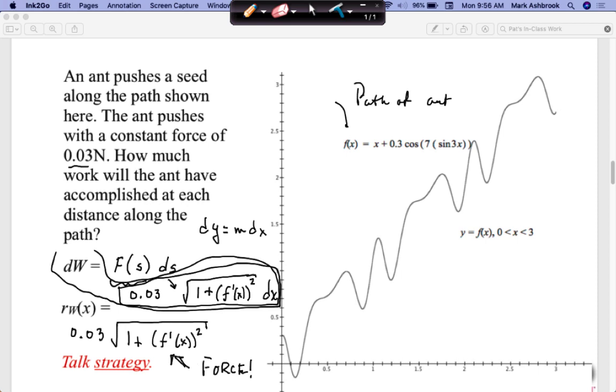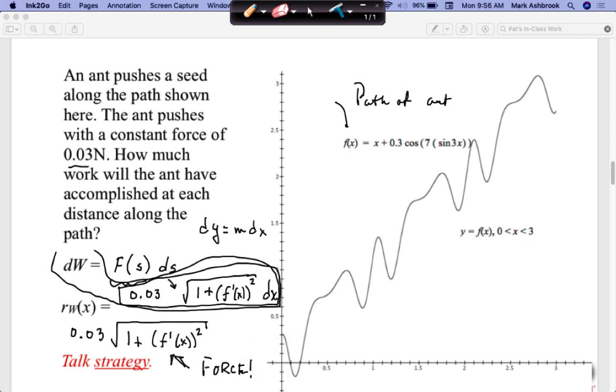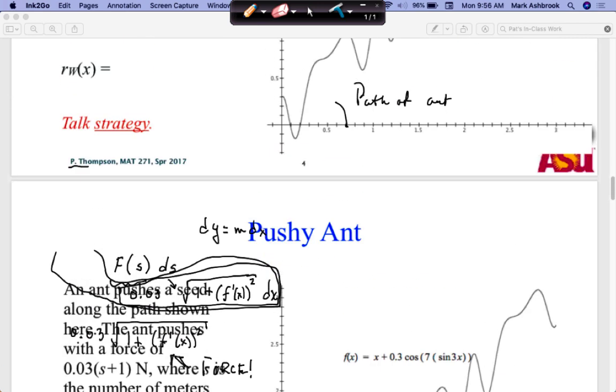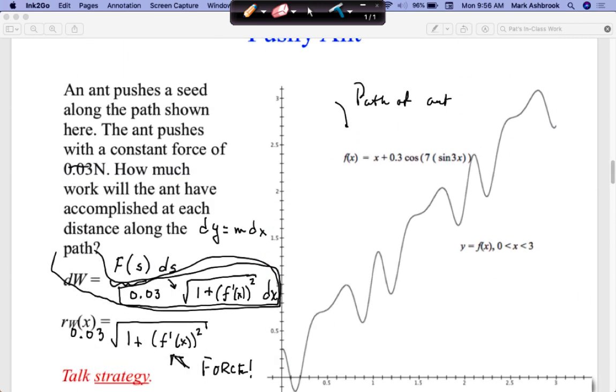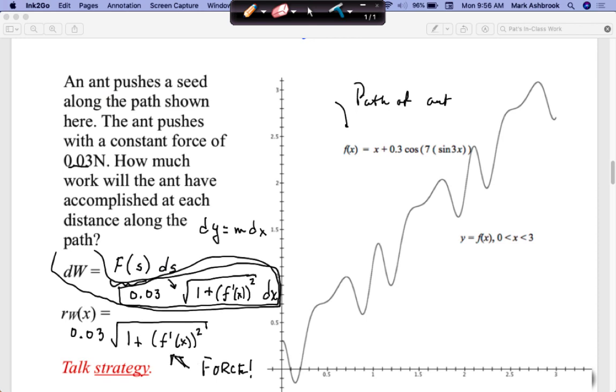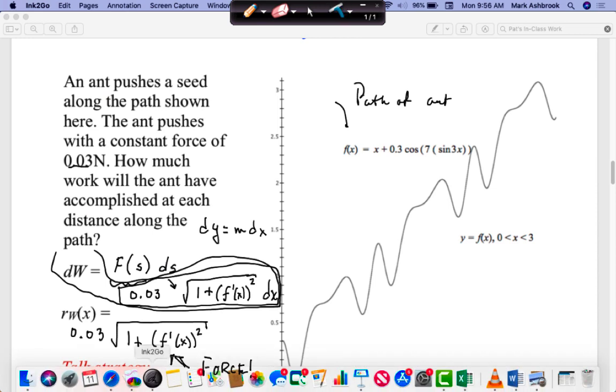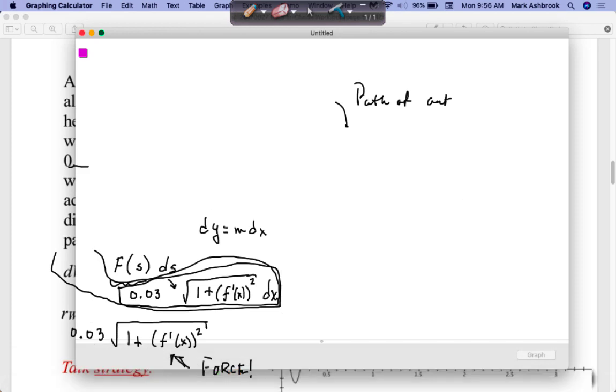Okay, any questions on this first example? This is kind of the easier example. Okay, so we'll put this into GC and see what we get. Any questions on the setup? All right, so here we go.